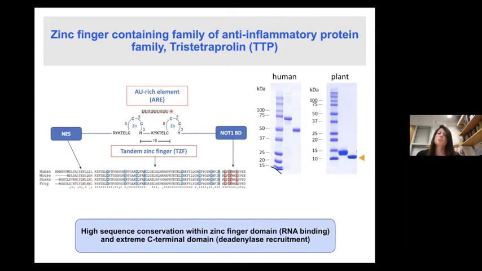Specifically, when the zinc finger binds to AU-rich RNA found in the 3' untranslated region of mRNA targets, it then allows this extreme C-terminal domain, this NOT1 binding domain, to recruit deadenylases to the mRNA target and then facilitate mRNA decay in cells. So we're really interested in this protein, but specifically in understanding the mechanism of RNA recognition and binding.